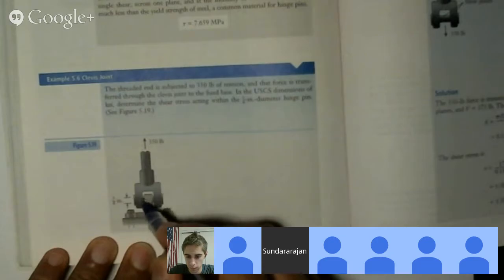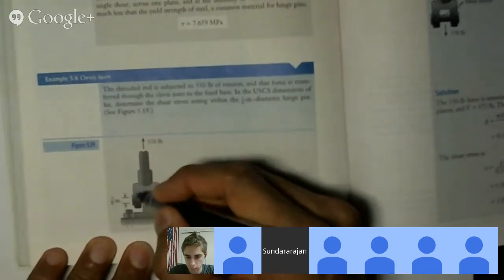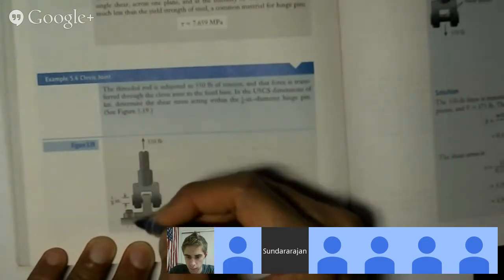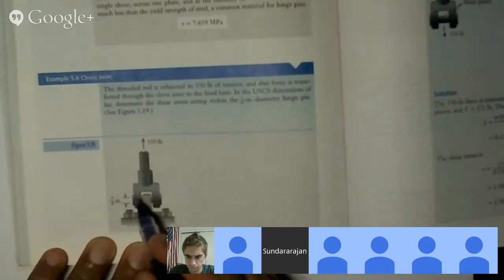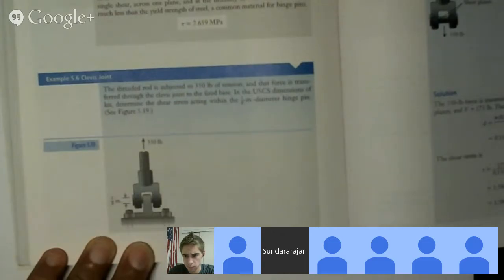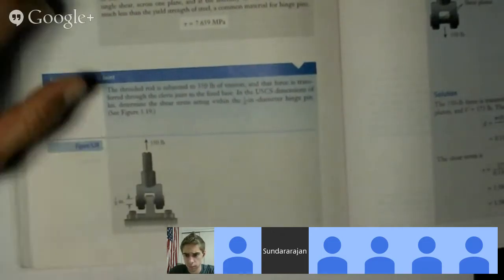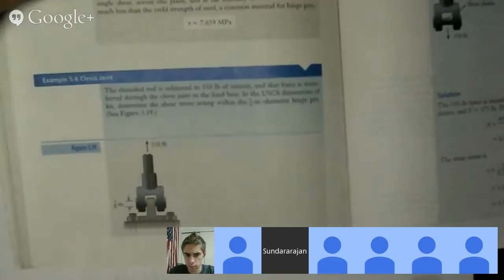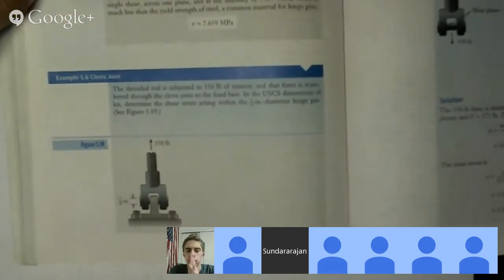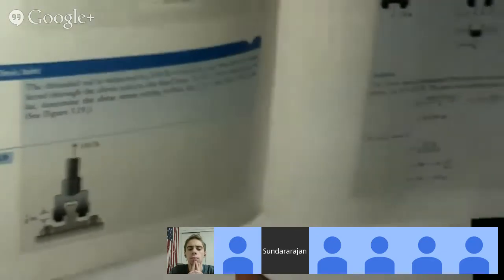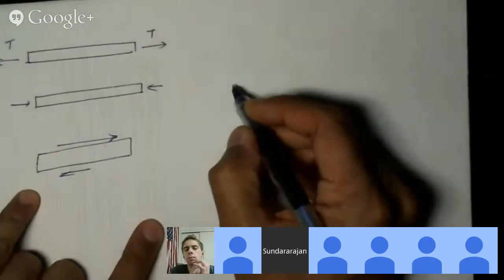Now let's look at this pin here. What is the pin going to be experiencing? The bolt is trying to push the pin in that direction, and the pin is going to be under double shear, right? And do you see why? Yeah, because the part of the bolt that's like a U is going to be pulling up on both ends, while the other part is going to be pulling down on it. Yeah. So it looks something like this.